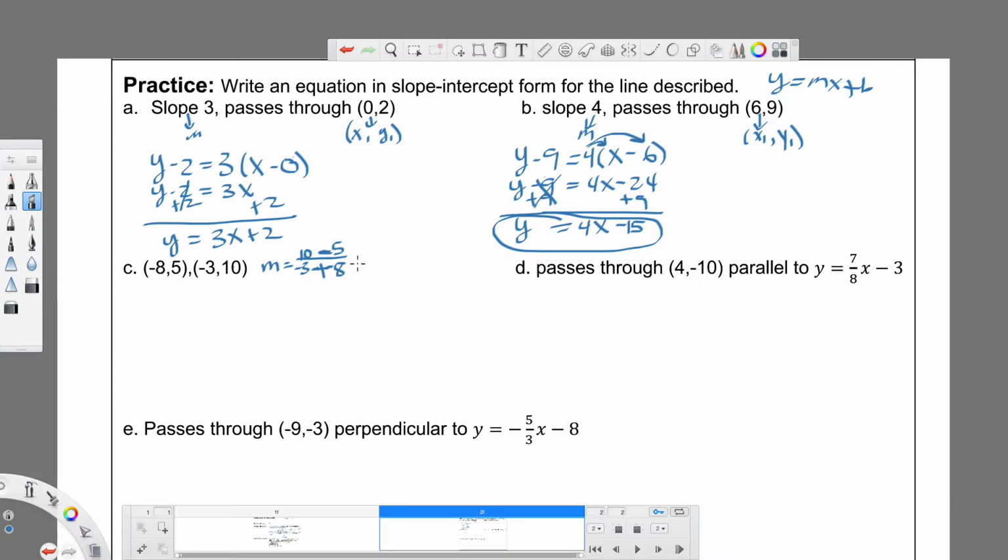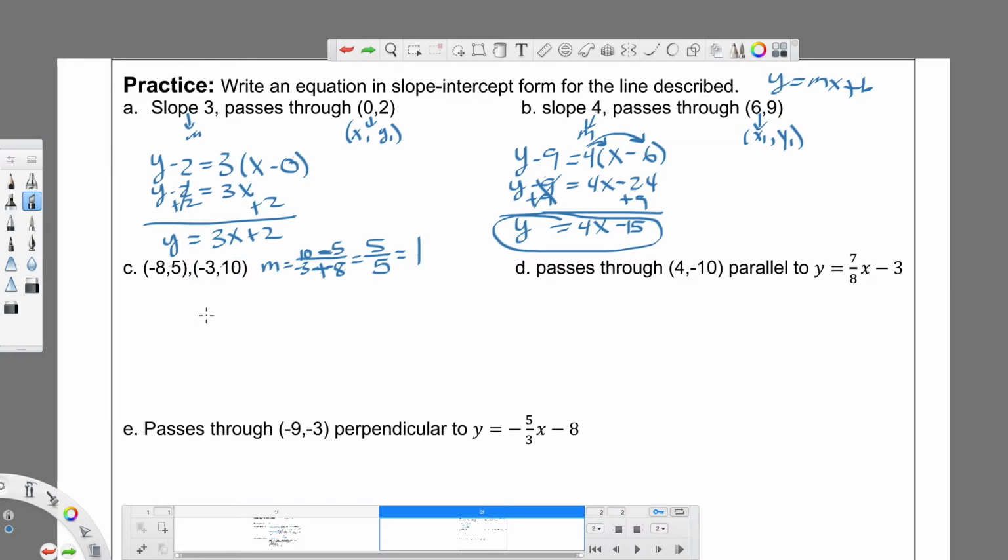All right, now I'm going to work this out. So I have 10 minus 5, I get 5. Negative 3 plus 8, I get 5. So I actually end up with 1 over 1, or just 1 for my slope. So my slope is 1. For my point, when I'm working in point slope, when they give you 2 points, you get to choose one. Doesn't matter which one you choose. You can write the equation with this point. You can write the equation with the other point. It truly does not matter. Both of them will be correct.